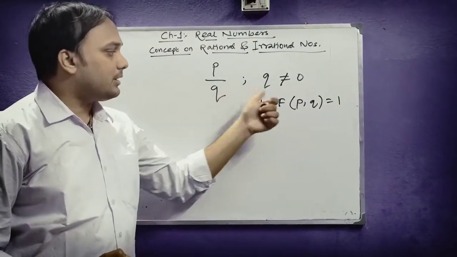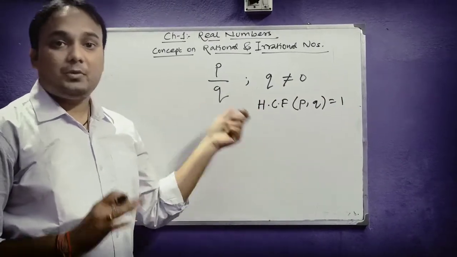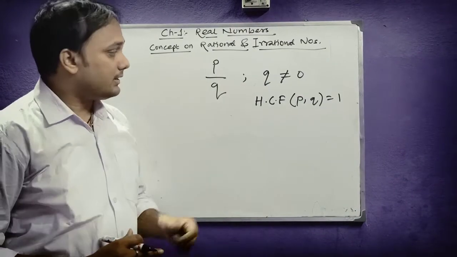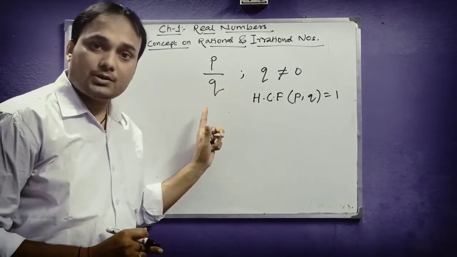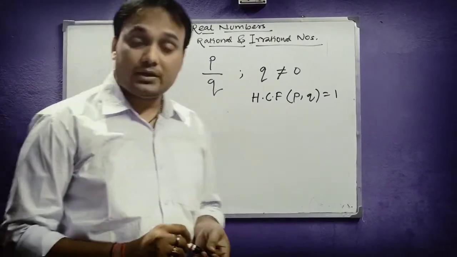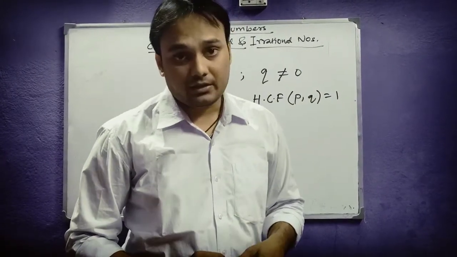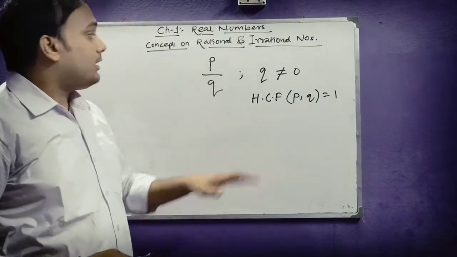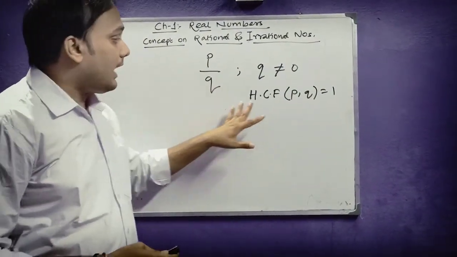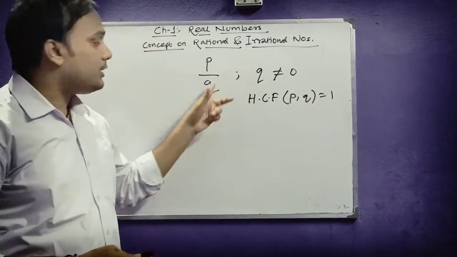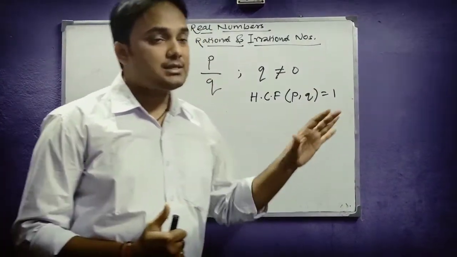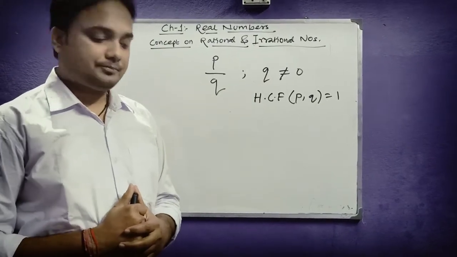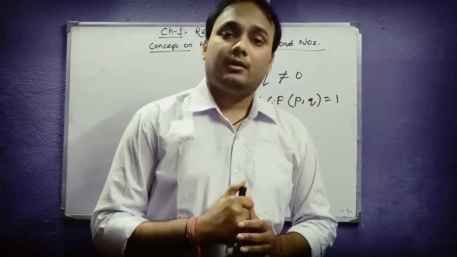So these are the important conditions which need to be fulfilled for a number to be rational. That means the denominator should not be equal to 0, because as we know, if the denominator is 0, the number will be infinity, or undefined. So the denominator should not be 0, and the highest common factor of both the numerator and denominator should be 1. That is, the number should be co-prime. Only then will we say that it is a rational number.